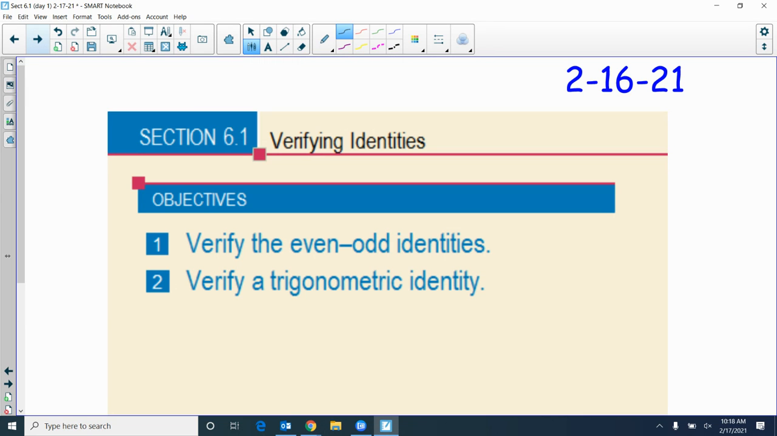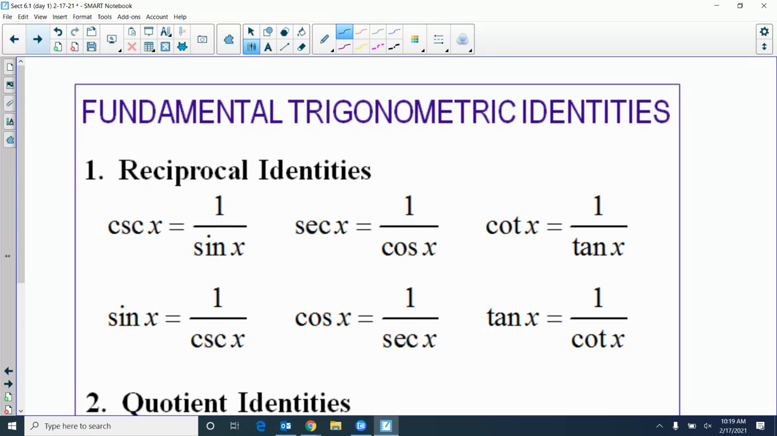All right. So section 6.1, we want to verify identities. I'm not going to ask you to solve equations. I'm not going to find the answer, but we're going to show whether something's an identity or it's not. Now, part of that process uses facts we already know, facts which you can call identities.